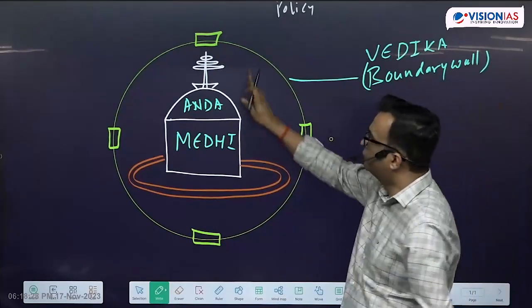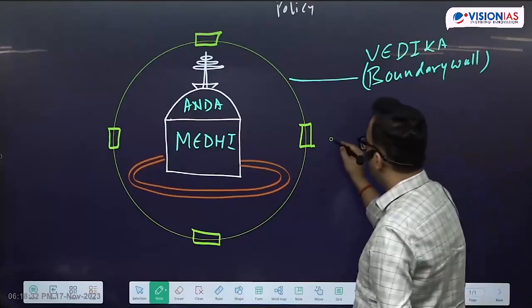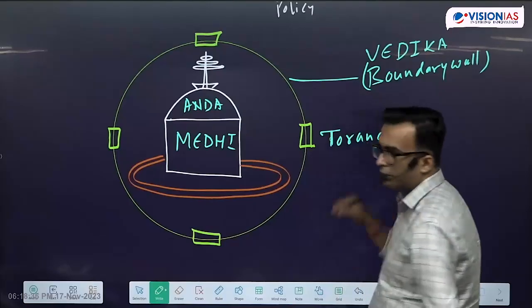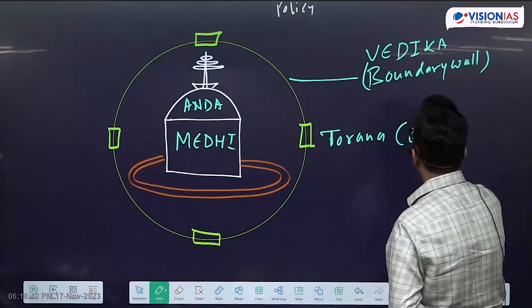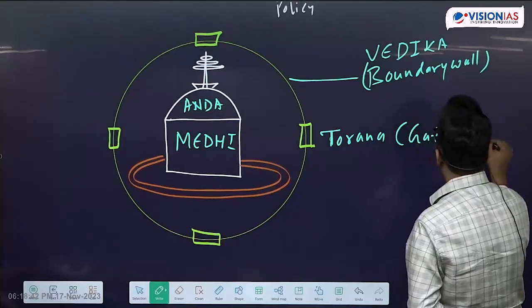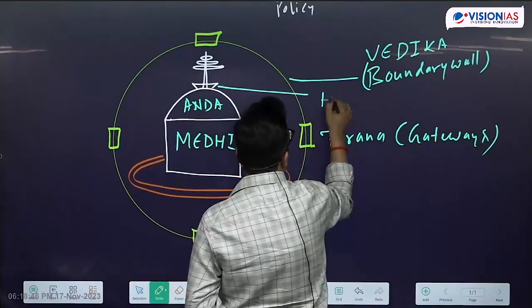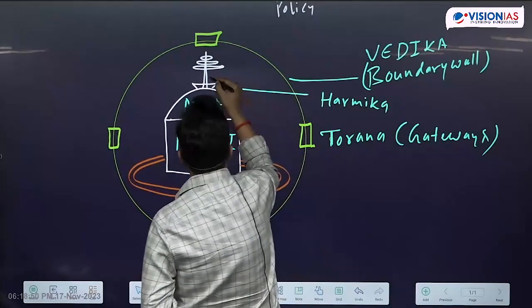Then these 4 rectangles which I have created, these are known as Torana. And what is Torana? Gateways. Okay? So Toranas are the gateways. Then this part is called as Harmika. This is Yasti.